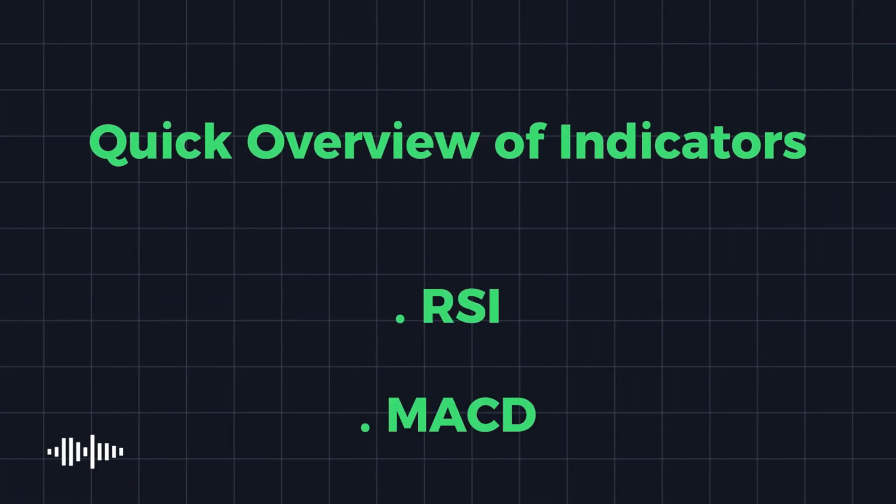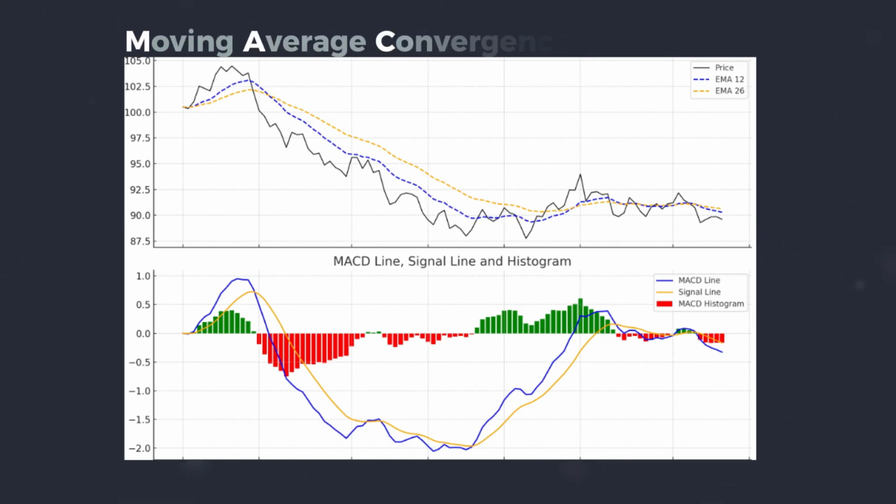MACD. The MACD, or Moving Average Convergence Divergence, is a momentum indicator that shows the relationship between two moving averages. It includes a MACD line, a signal line, and a histogram, helping traders spot trend direction and momentum changes.